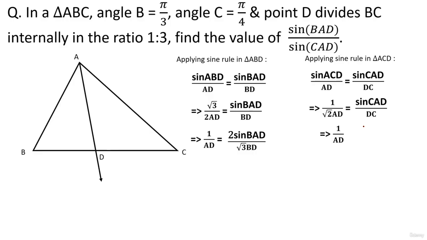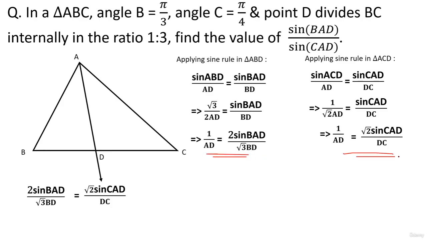And take the root 2 on the right hand side, we have 1 by AD equals to root 2 sine CAD divided by DC. Now, both these two equations give you the value for 1 upon AD. We simply equate them. Okay, when you equate them, take sine BAD and sine CAD both on the left hand side, all the values on the right. Now, this is how we get root 6 divided by 2 into BD by DC.